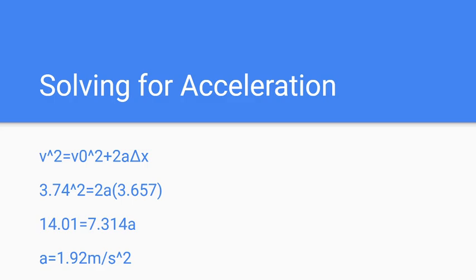Solving for acceleration. To solve for his acceleration, we used the kinematic equation for velocity, excluding time, because we did not have the time that he took to swing across the pit. So we used v squared equals v initial squared plus 2a times delta x, and we plugged in our calculated velocity and our estimated pit length and got a final acceleration of 1.92 meters per second squared.